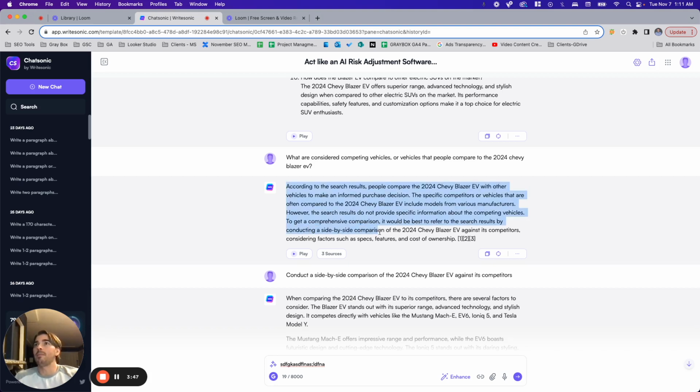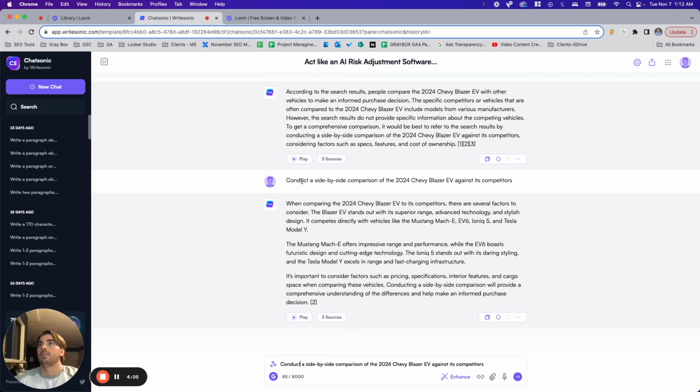So what I did was I copied conducting a side-by-side comparison of the 2024 Blazer EV against its competitors. I put that here in the prompt. I'm going to change this to conduct a, as you can see right there. And it gave me this, and it's okay. So when you get a paragraph that doesn't answer the question, just try re-asking it, maybe be specific about it.